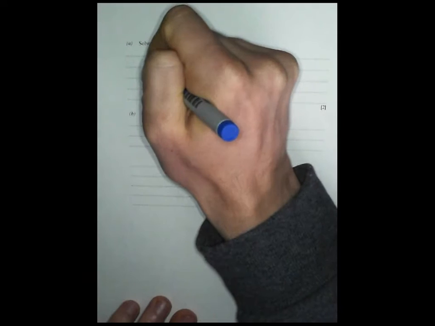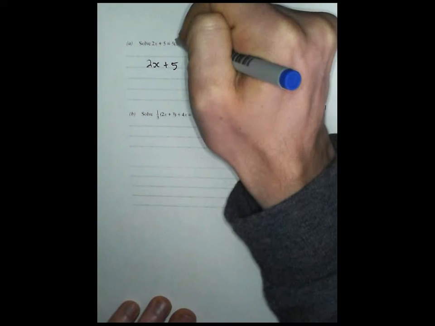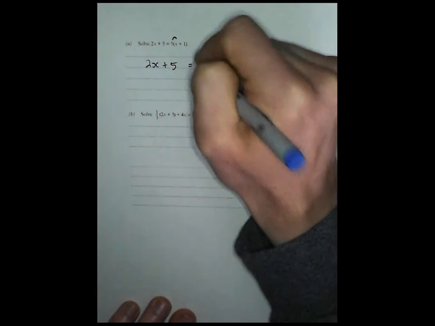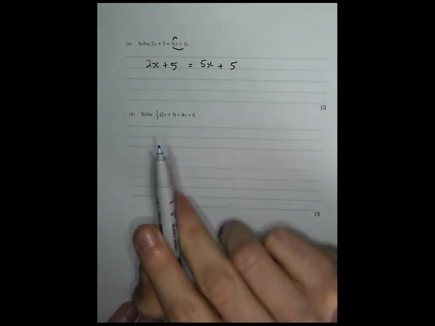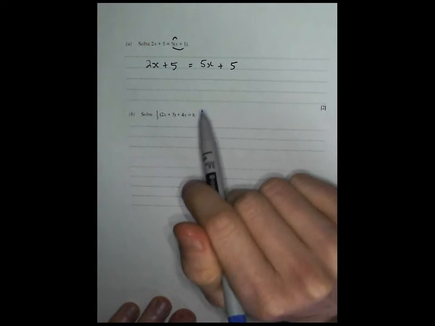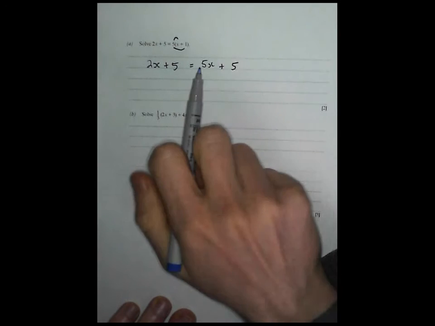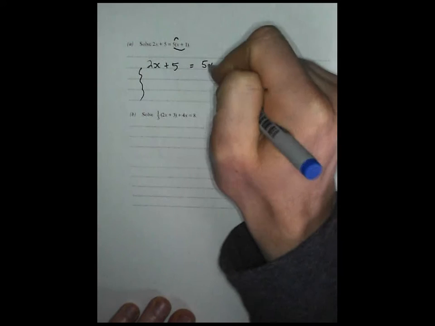So I'm going to keep my left-hand side exactly the same, 2x plus 5, but I'm going to expand my bracket. So I'm going to do 5 lots of x, which is 5x, and 5 lots of positive 1 is going to be positive 5. Now, I like to then get my x's all on one side, and I like them to be on the side that's got the greatest number of x's. So my right-hand side's got 5x's, my left-hand side's got 2x's. So let's get them all on this right-hand side.